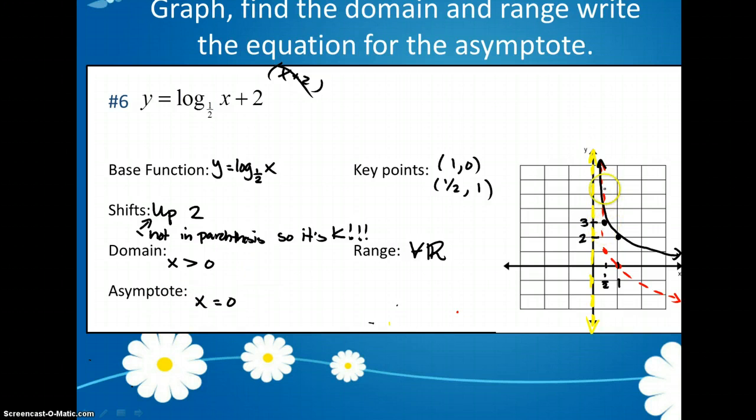So my base function is in red. Our base function is red. And then my shifted up 2 function is here. One thing we did here, we forgot to do it in the previous ones, is labeling key points on your axes. So make sure you did that. And check in with us if you have questions. Thank you.